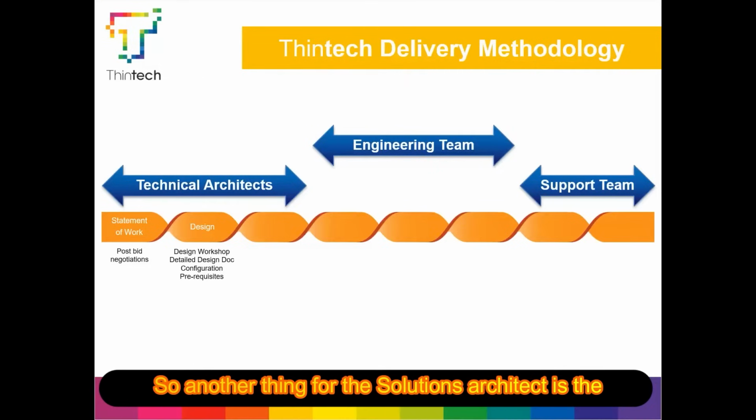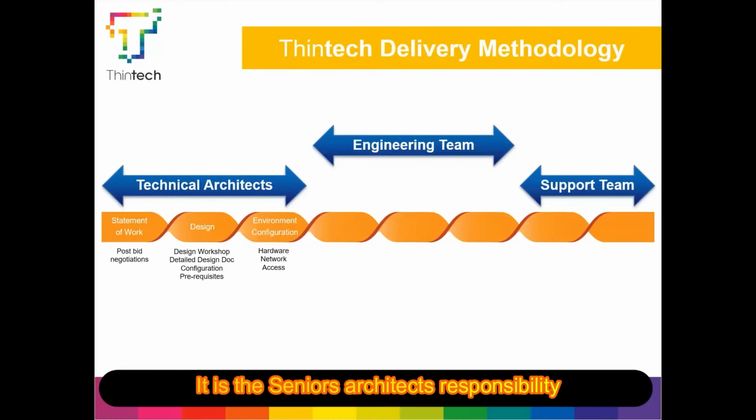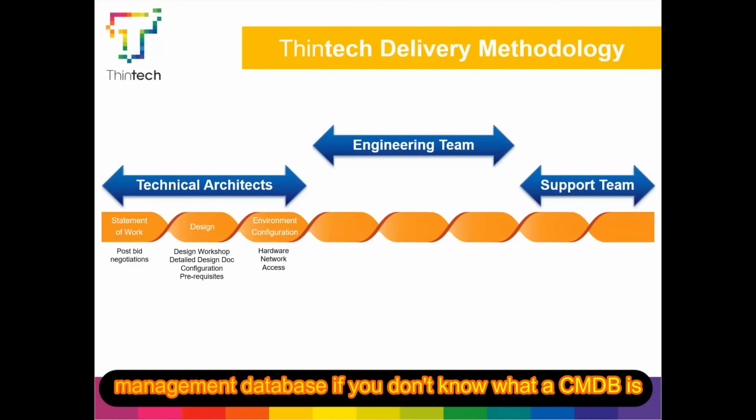So another thing for the solutions architect is the environment configuration. Once the low-level design is all signed off, it is then the senior architect's responsibility to ensure that all the prerequisites that he needed, as stated in the statement of works and the low-level design, have been completed before moving on to the next stage. These include things like hardware provision, network configuration, the security model, and a pre-population of the configuration management database. If you don't know what CMDB is, CMDB is a configuration management database.